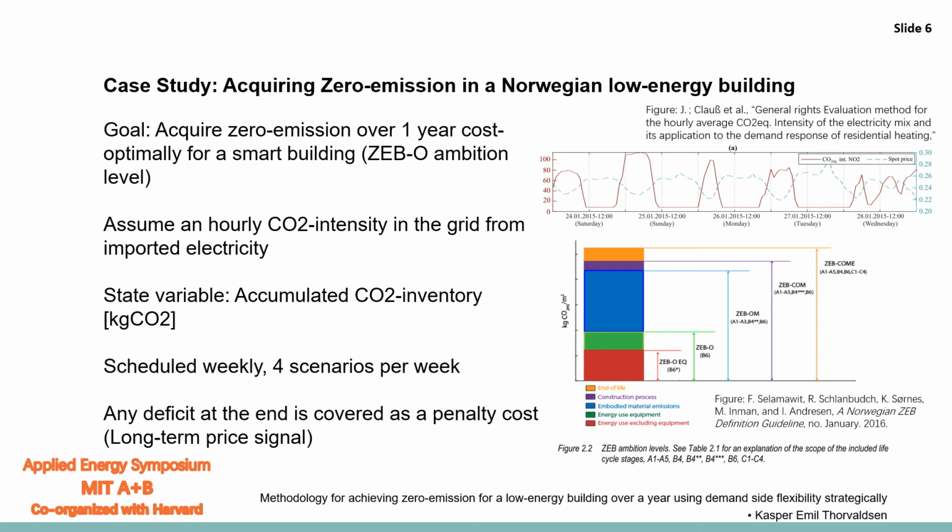We assume that the state variable in this situation is the accumulated CO2 inventory. And we assume that there is some uncertainty in this model, where there are 4 scenarios per week that impact the electricity specific demand, outdoor temperature, PV irradiation, and so on. We also assume that if there is a deficit of accumulated CO2 inventory at the end of the year, you will have to pay a penalty at the end of the year. For this case study, we will assume two different penalty costs, one based on the CO2 quota from 2019 and one based on 20 times that amount, equal to €1 per kilo CO2.